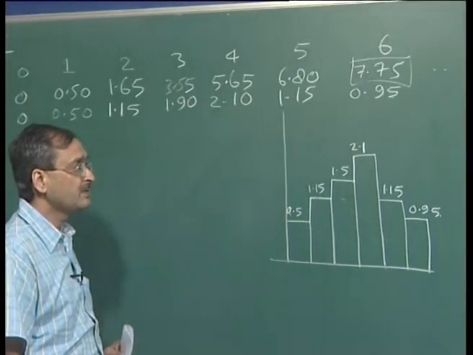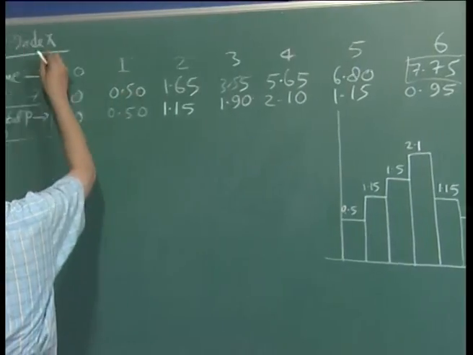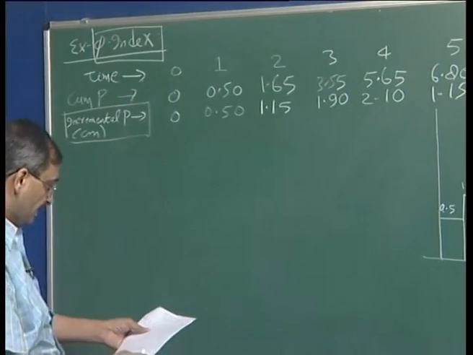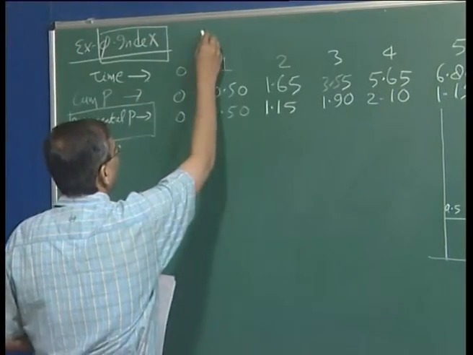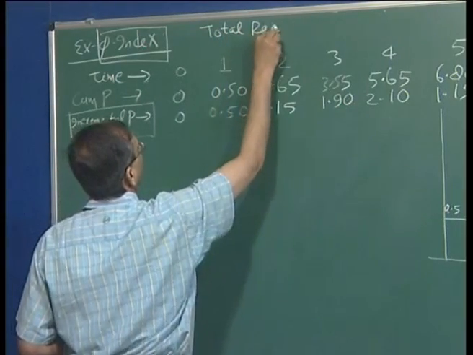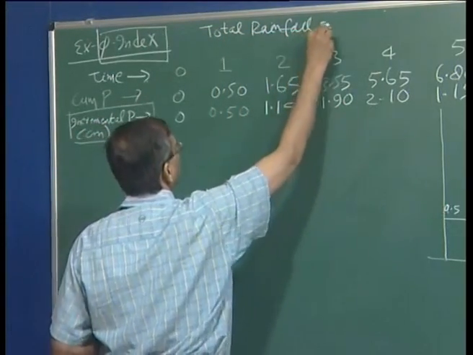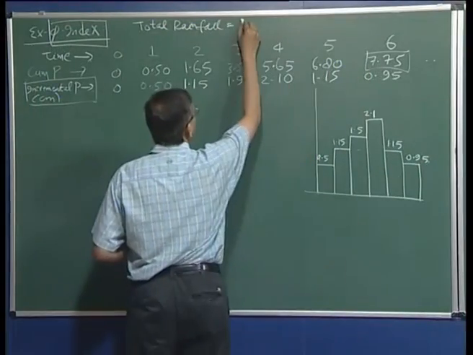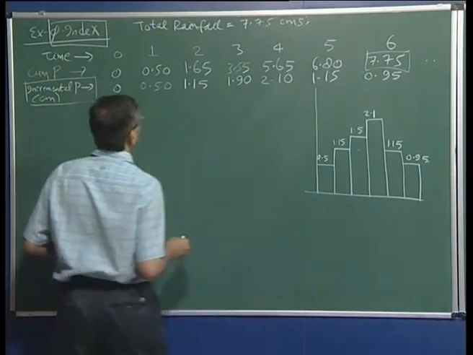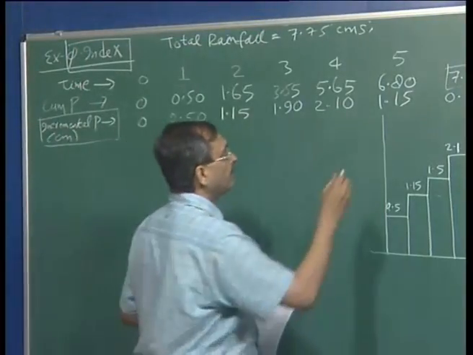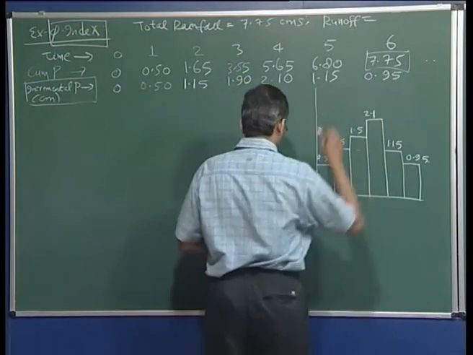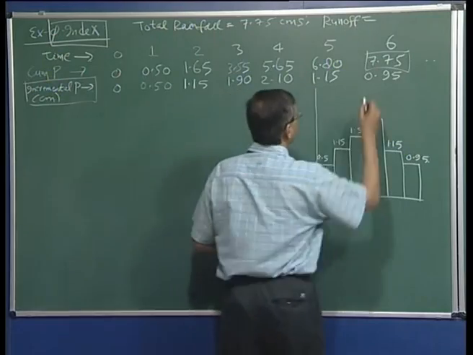Now, what we have to do is find out the value of this phi index, and also given to us, or we can find out, that the total rainfall is this much, which is 7.75 centimeters, and also given to us is that the runoff is 3.5 centimeters. This is given.